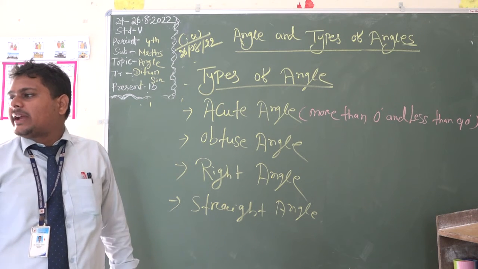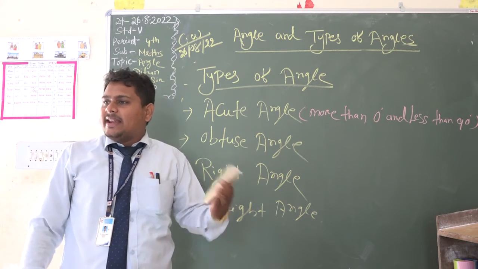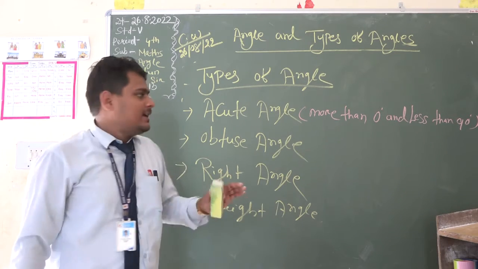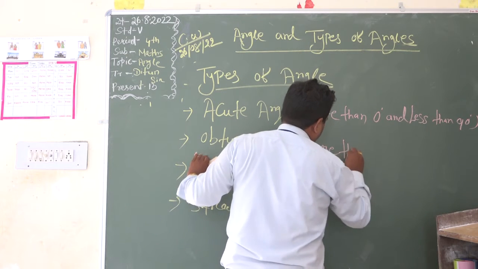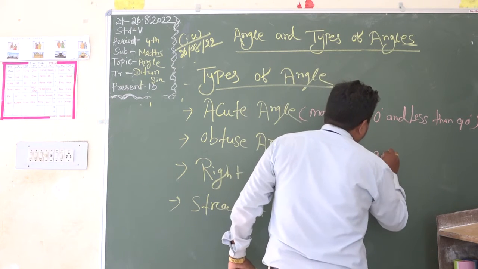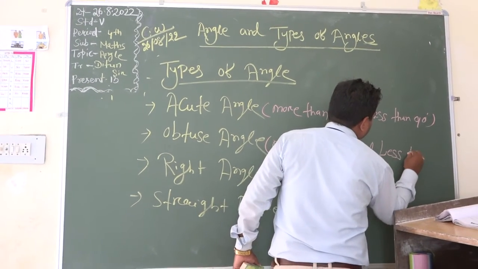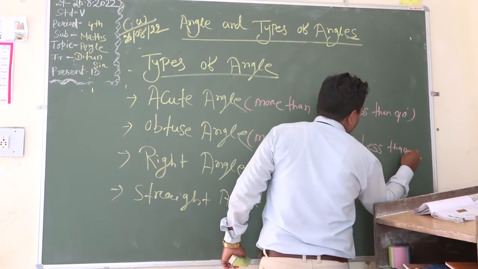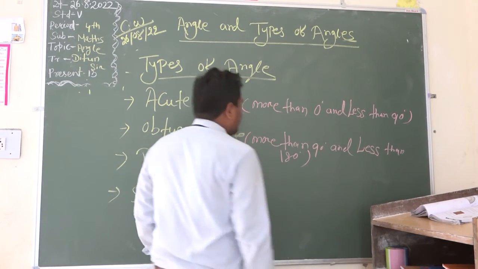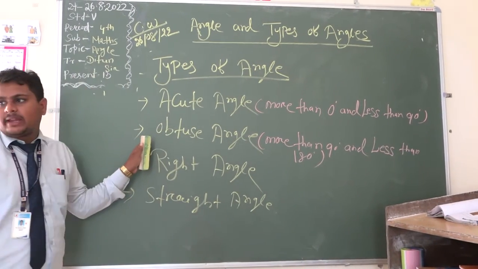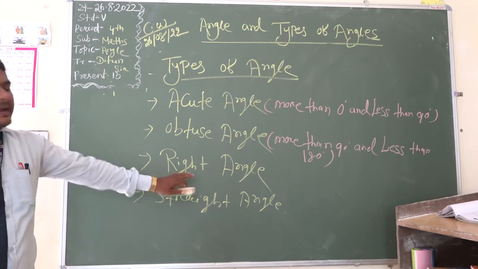Next comes the obtuse angle. What do you mean by obtuse angle? Obtuse angle means the angle more than 90 degree and less than 180 degree. That is known as the obtuse angle. Which angle? Obtuse angle.